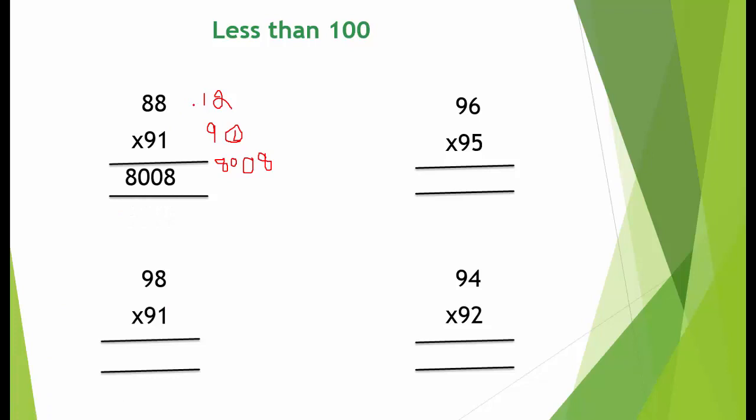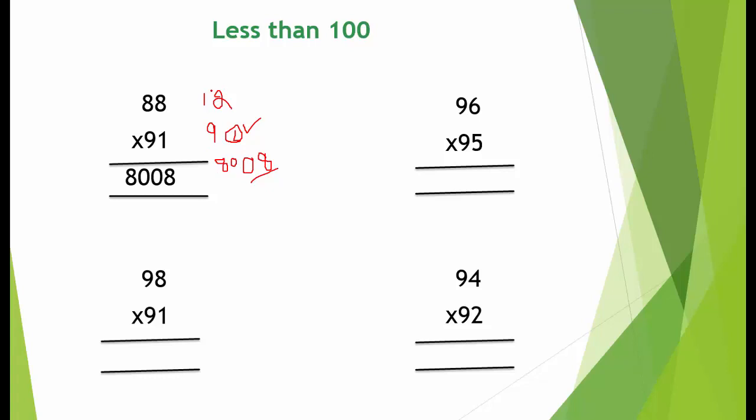First of all, write the difference, that is 12 and 9. 12 into 9 is 108. Write 08 and 1 will be added as carry. Now 91 minus 12 is 79, and 79 plus 1 becomes 80, and 8008 will be the answer.